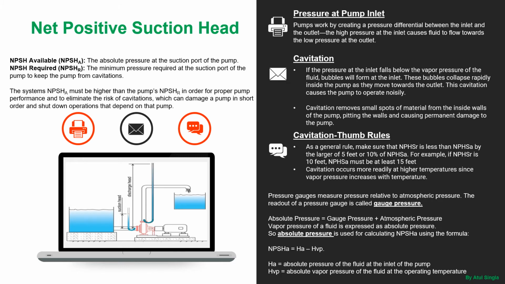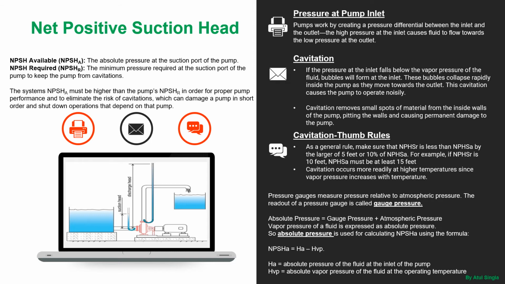Then cavitation occurs more rapidly at higher temperatures. If the temperature is more, then this cavitation phenomena may be more predominant. Reason is vapor pressure will be increasing with temperatures. So if it increases more than the pressure at the inlet, then cavitation will start occurring.